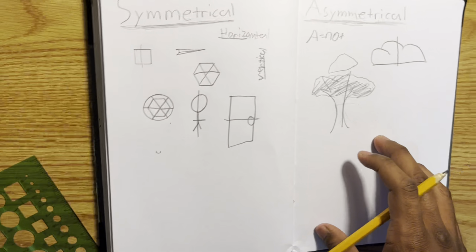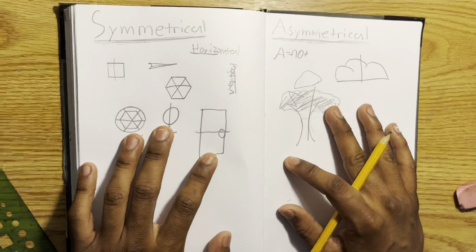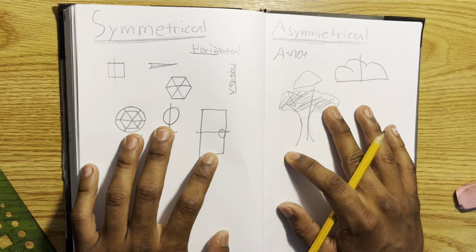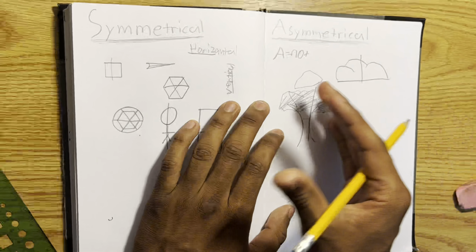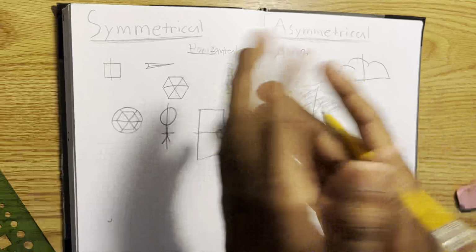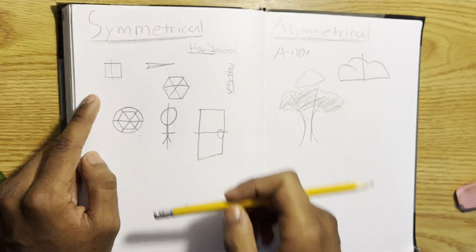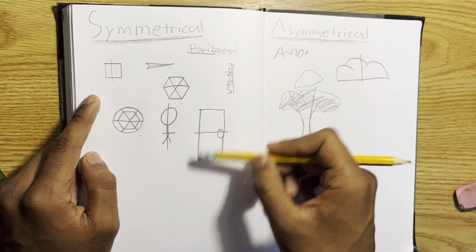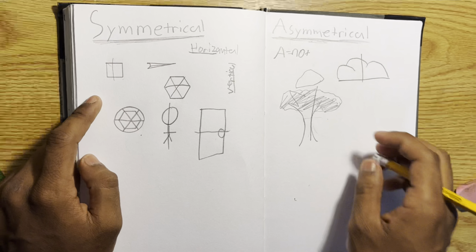That is really the difference between symmetrical and asymmetrical. So yeah, to sum it all up: symmetrical, you cut in half; asymmetrical, you cut in half, and they're not equal on both sides. But symmetrical is equal on both sides. It doesn't have to be a vertical line. It can also be a horizontal line. Basically, if they're the same, that's symmetrical, and if it's not the same, that's asymmetrical.